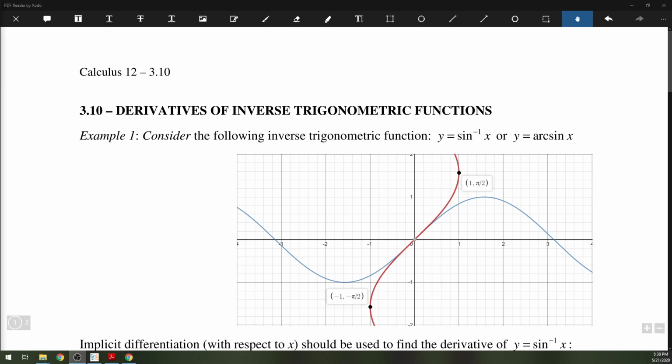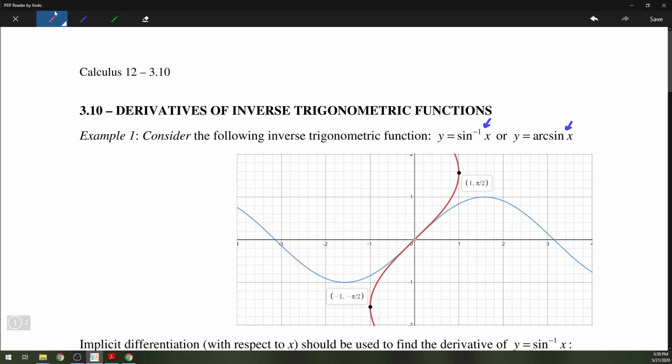Hello everyone, so today we're going to go over section 3.10, derivatives of inverse trigonometric functions. We'll begin by considering the inverse trigonometric function y equals arc sine of x, and you can see here it is written in two different ways. Arc sine x spelled out is preferred because it avoids the unnecessary confusion with the reciprocal.